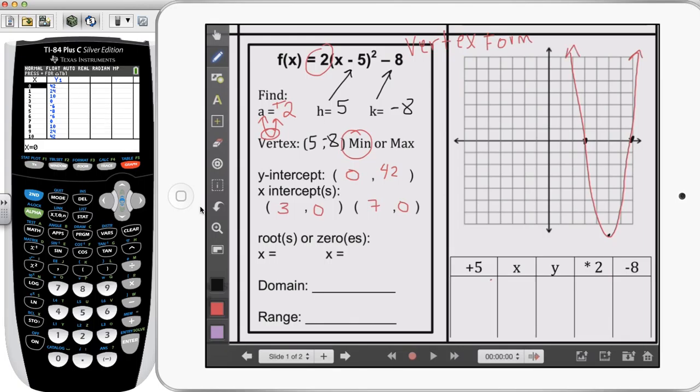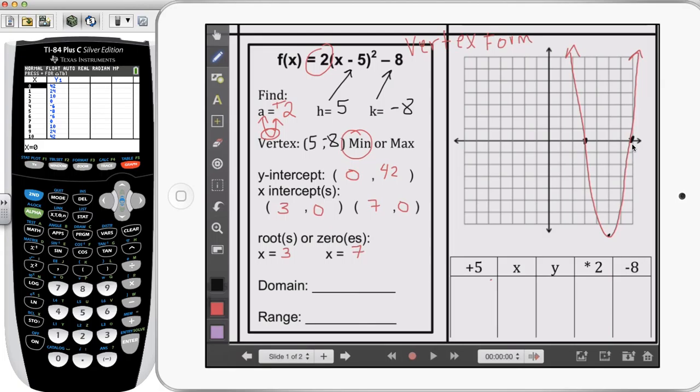Now, what do they mean by roots and zeros? Roots and zeros are basically just other names for x-intercept. They mean the same thing. So the roots or the zeros are the points on the x-axis where the graph crosses. So these are the two roots. So in this case, my roots are x equals 3 and x equals 7.